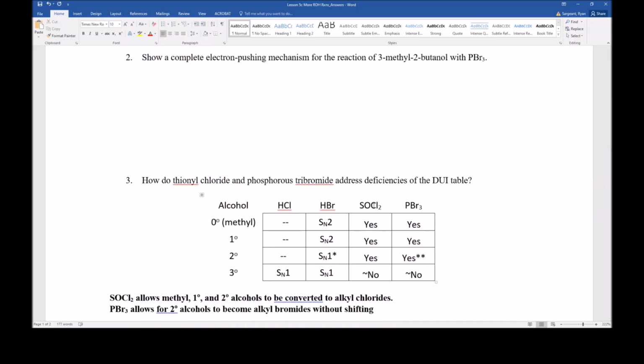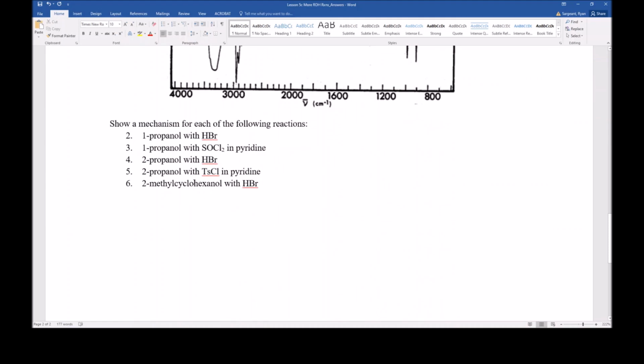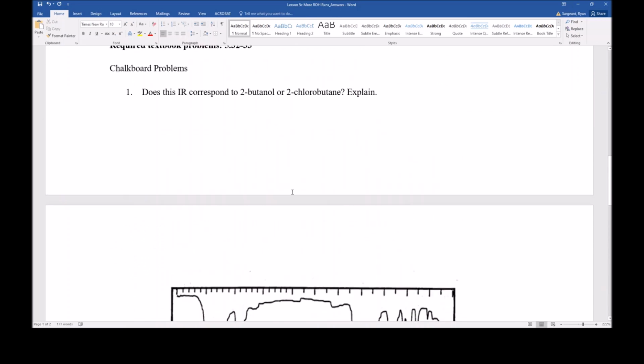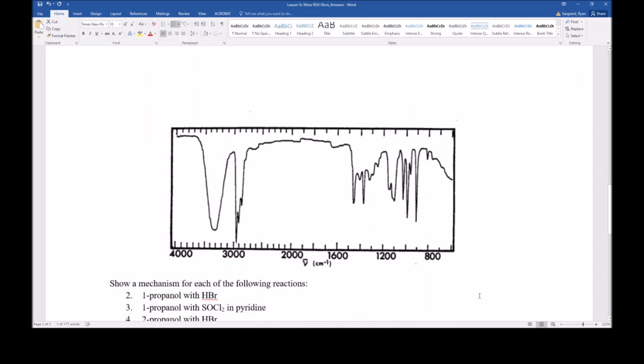And as the course progresses and the pile of mechanisms that you're responsible for gets larger and larger, you don't want to have to cram 18 of them into your head the night before the exam. As far as the chalkboard problems go, there are the bottom 5 right here, which are just mechanisms, very similar to the ones that I showed you in the lesson today. I do have one question about IR spectroscopy, and so your job is to go back to the lesson on IR spectroscopy, figure out what kind of peaks you would expect to see for 2-butanol, figure out what kind of peaks you would expect to see for 2-chlorobutane, and then looking at the peaks in the spectrum, try to figure out which of those 2 compounds this spectrum corresponds to, and then provide your rationale.